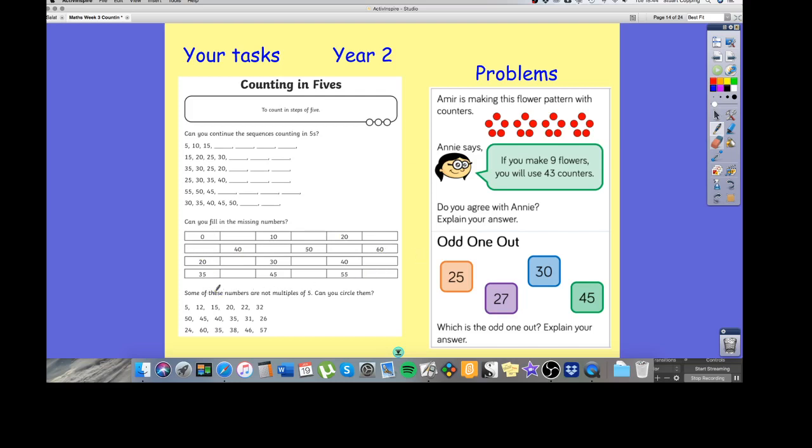And then some of these numbers are not multiples of 5. Can you circle them? These are going to be numbers that you will not say when you count in 5. That's what a multiple means. It means it's not going to appear in the 5 times table. We haven't talked about times tables yet. So I want you just to think of numbers that you're not going to say when you count in 5s, and circle them. Then have a go at the problems as well.